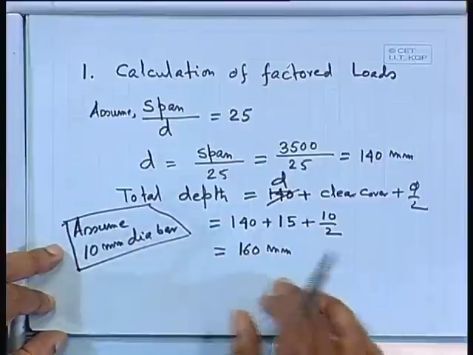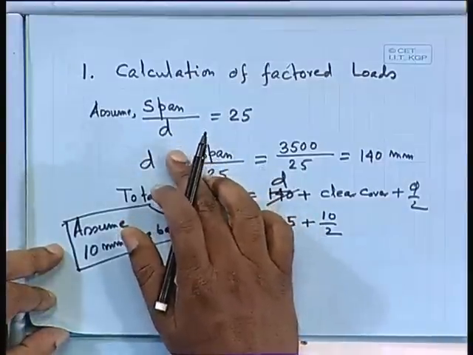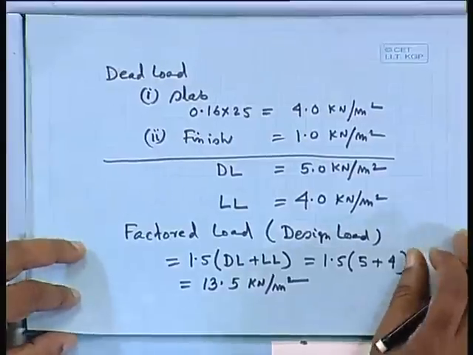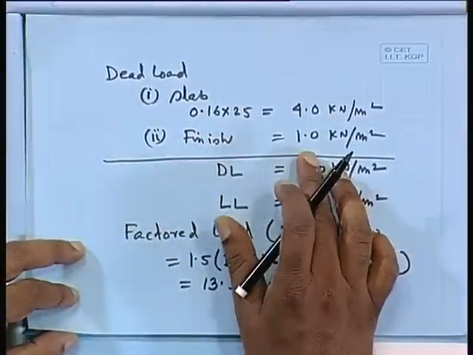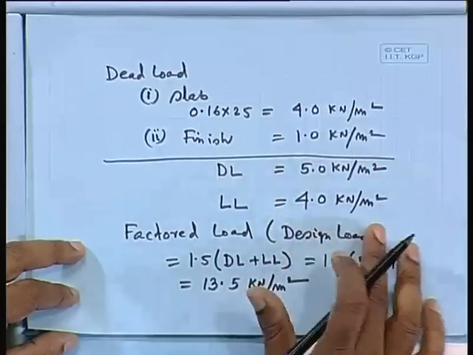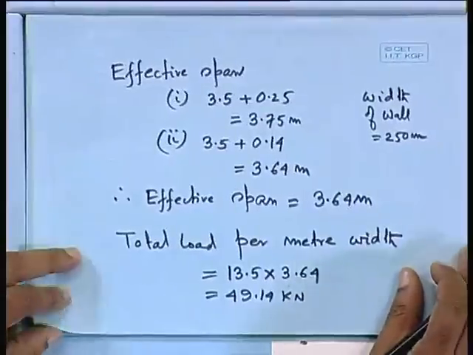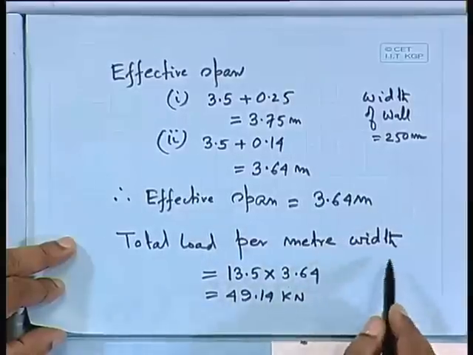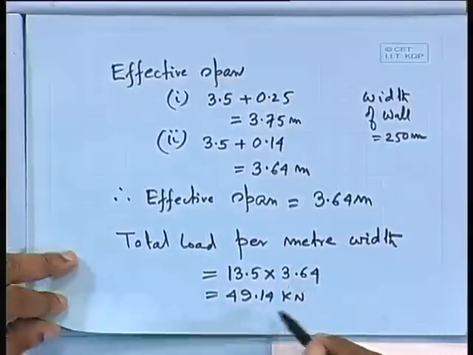Just to show you how far we have done so far. We have done the calculation of factored loads, step 1, on the basis of span by depth ratio. Next, we calculated dead loads on the basis of the assumed thickness of the slab, and finish we have already taken as 1 kilonewton per square meter. Live load 4 kilonewton per square meter. We also calculated the effective span, taking the lesser of the two, that is 3.64 meter, and total load per meter width of the slab, that is 49.14 kilonewton.